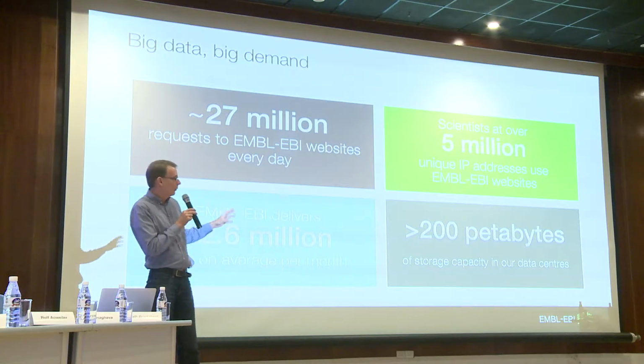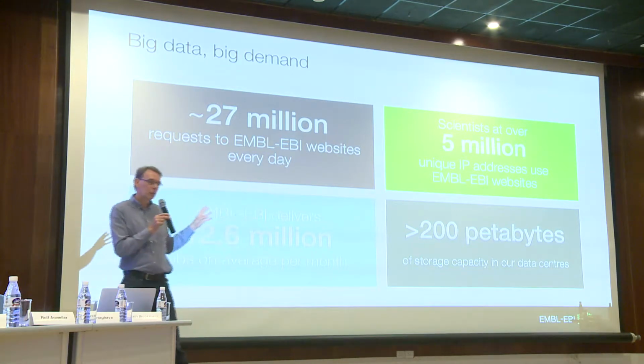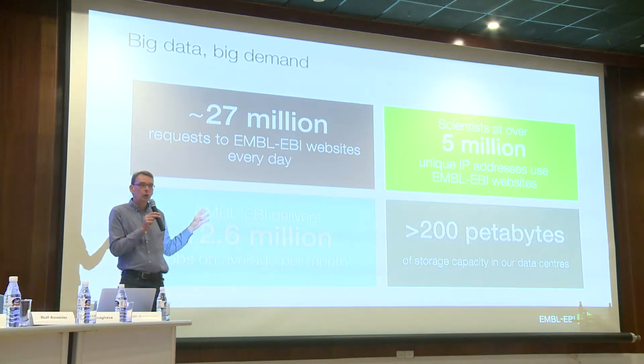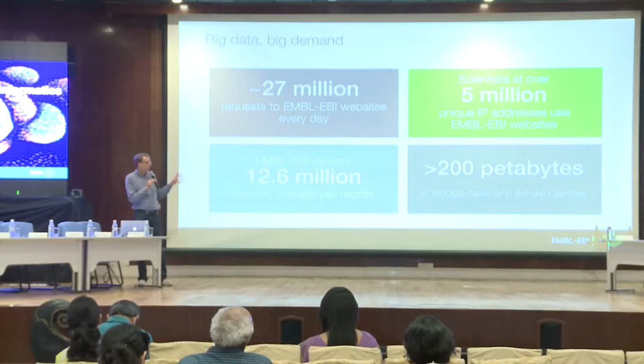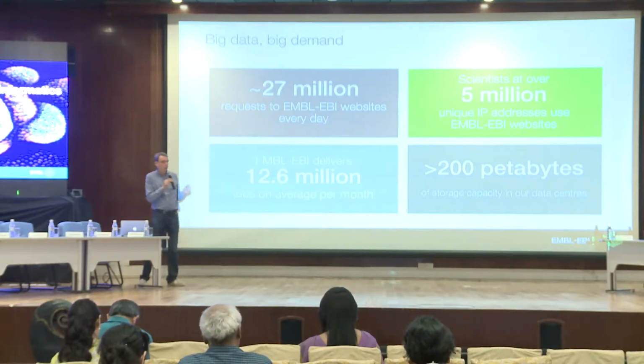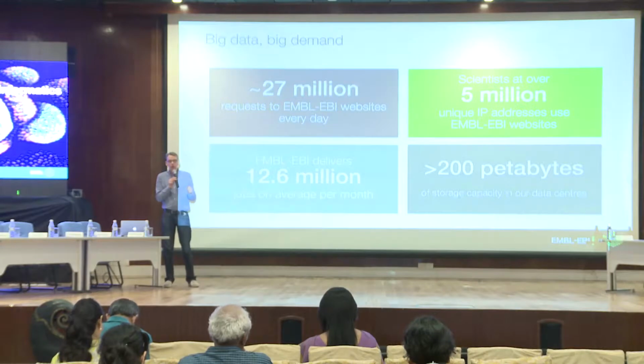To do that, we have right now around 200 petabytes of spinning disks in our data centers and around 50,000 cores. And we expect that in 2020, we will hit the exabyte age and need around 200 to 250,000 cores to do our job.